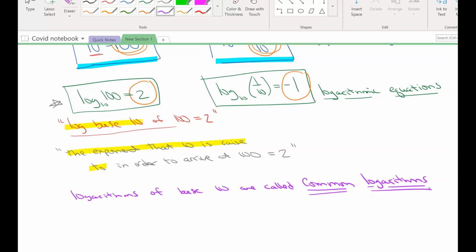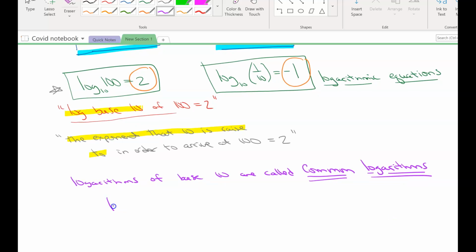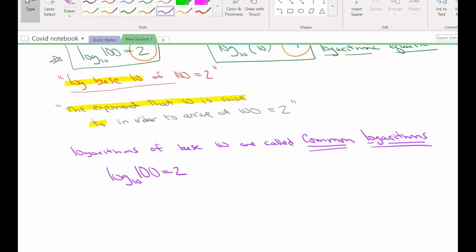And they're so common that what's conventionally accepted, do you see this right here? Log base 10 of 100 equals 2. It's so common that when we have a base of 10, we are allowed to not write it.